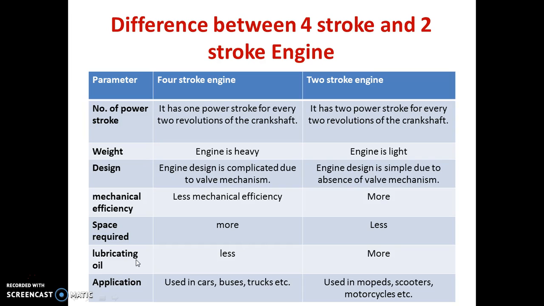Next is lubricating oil. The lubricating oil required for the 4-stroke engine is more as compared to the 2-stroke engine. That is, the 2-stroke engine requires less lubricating oil as compared to the 4-stroke engine. Next is application. The 4-stroke engine is mainly used in cars, buses and trucks, etc. Whereas the 2-stroke engine is mainly used in mopeds, scooters and motorcycles.